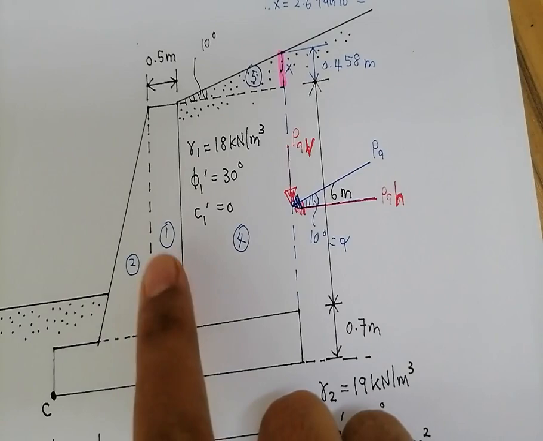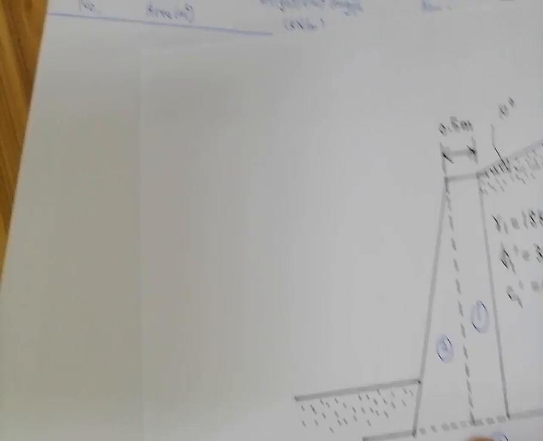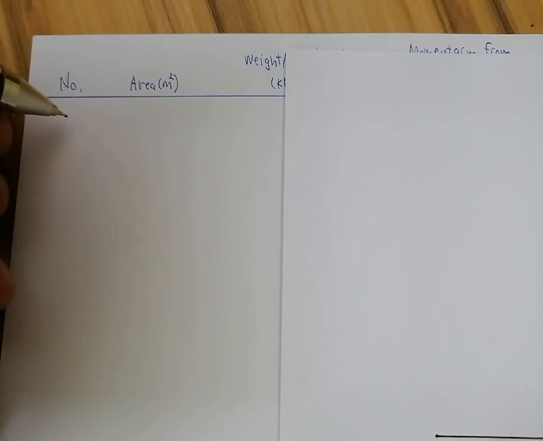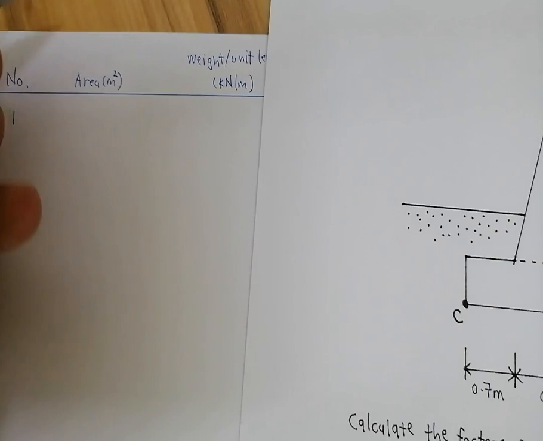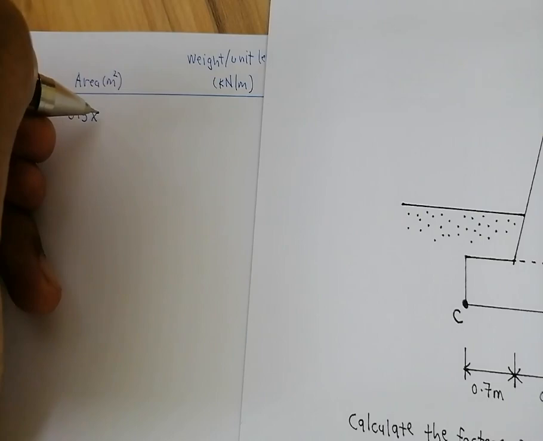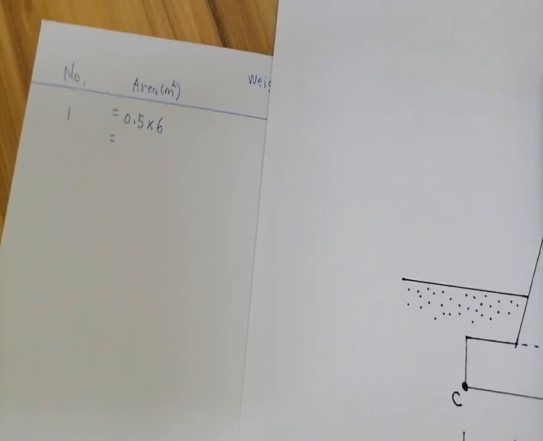Okay, for section 1, I'm going to show you again. All right, so section 1, the area is 0.5 times, what is this, 6, isn't it? So area is, you write a bit here so that I know where you got the value from. Okay, so 0.5 times the height, which is 6. So this equals 3, isn't it? Okay, let me check. Times 6. Yeah, this is 3.